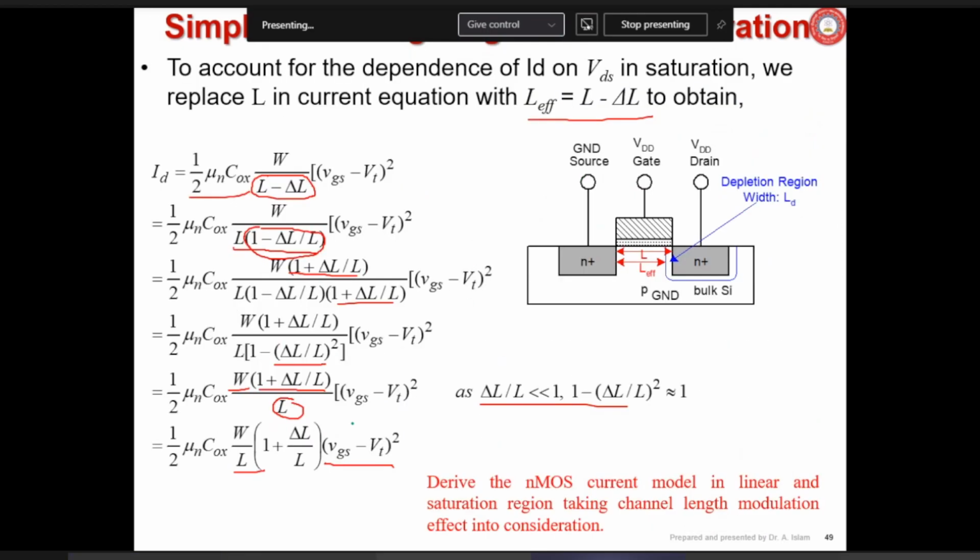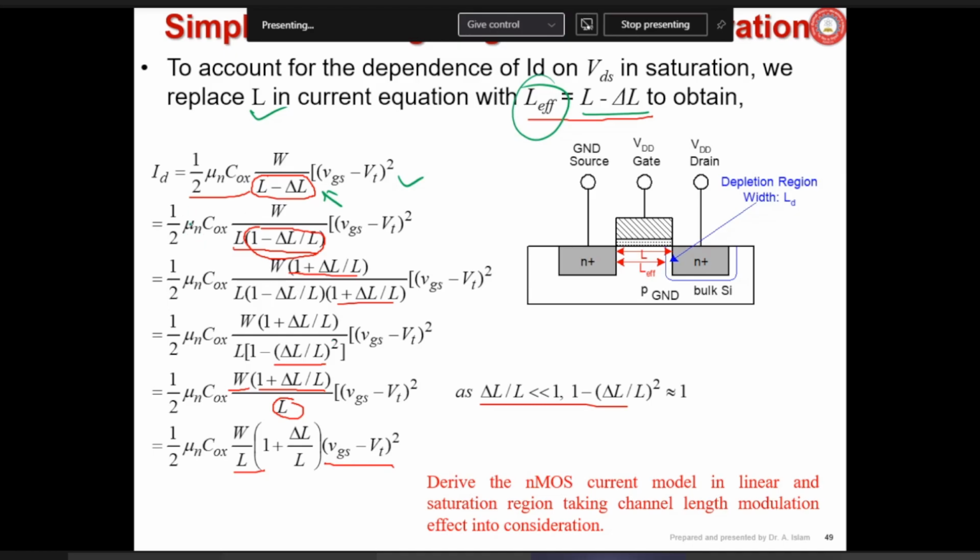Okay, and how it is coming, we have described here. You can pay attention and understand. Delta L was that small change in L. Based on that, we are deriving. Try to understand what is written here. To account for the dependence of ID on VDS in saturation, we replace L in the current equation and we put L minus delta L. Other things remain the same in the equation.